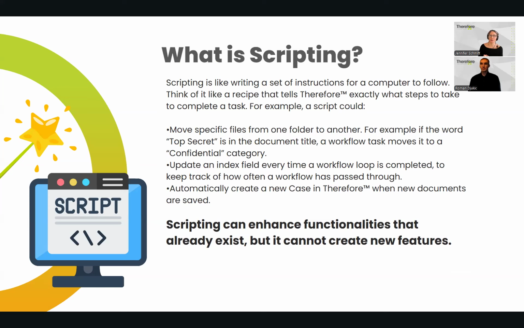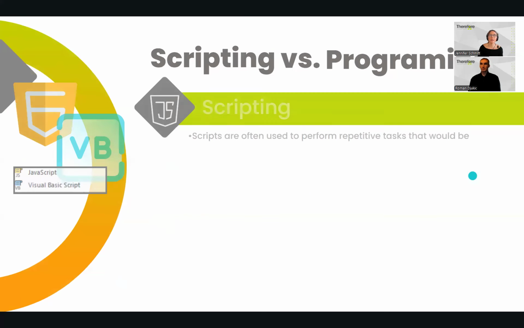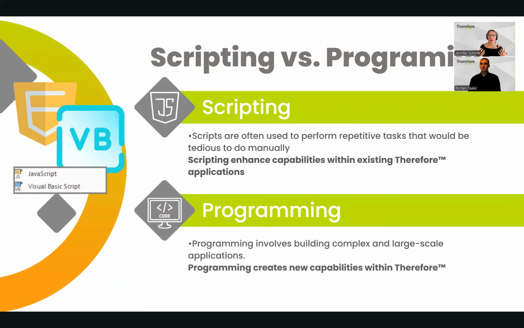So types of issues that could be solved with scripting would be moving specific files from one folder to another. For example, if the words "top secret" are in the document title, it could be automatically moved to another category during a workflow. Updating an index field every time a workflow goes through a specific loop to keep track of how many times you are attempting this task. Or you can automatically create a new case for when new documents are saved. So it's very simple. It's really not creating any new functionalities.